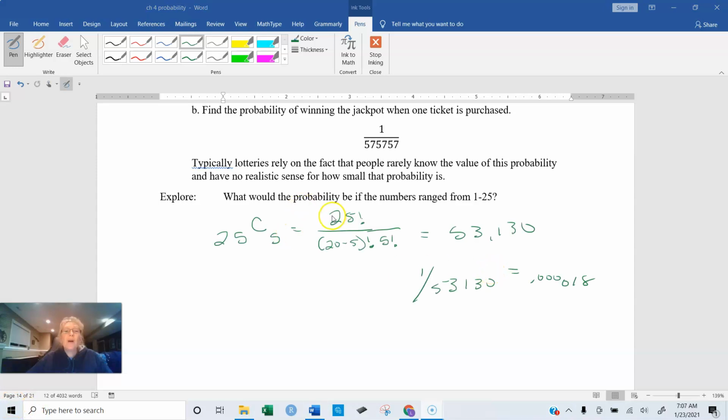25 is what you're choosing from, correct? You should have had, whoops, this is a 25. Why does it keep erasing on me? Come on, there we go. Minus 5, so 20 factorial over 5 factorial. 53,130 different ways of choosing this. So you have a 1 in 53,130 chance of getting this correct. If you divide that out, that's 0.000018 that you will actually choose the winning 5. Your odds are not very good, people.